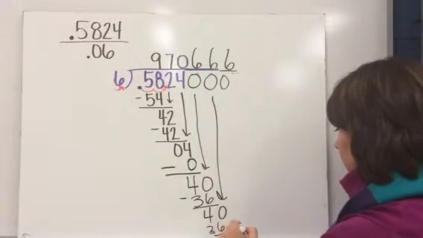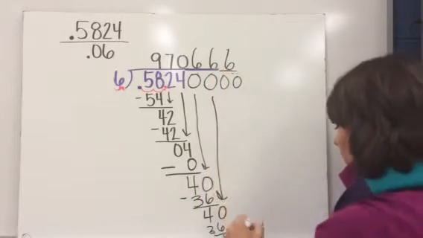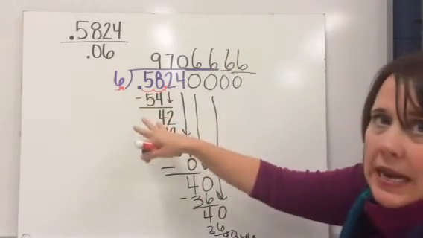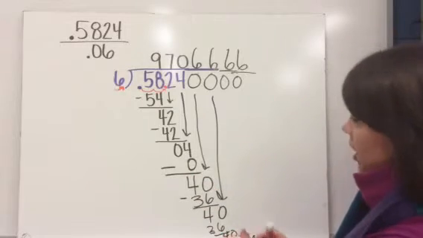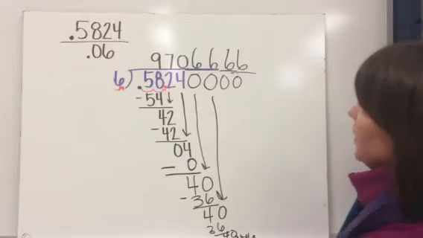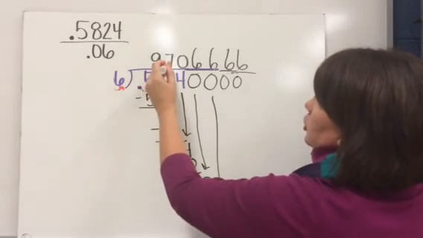So I keep on doing that, but once I realize that this is going to continue, this is called a repeating decimal. Now let's not forget that my decimal comes straight up into my quotient, and that's where I've moved it. I've already moved it. It comes straight up.